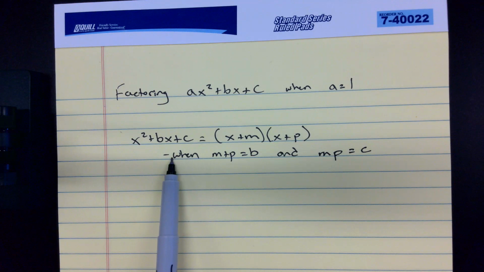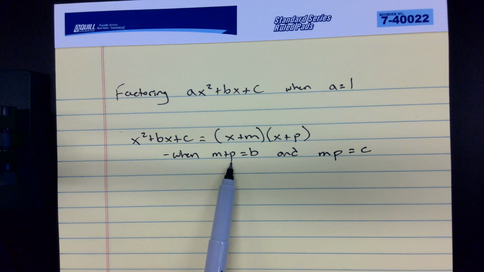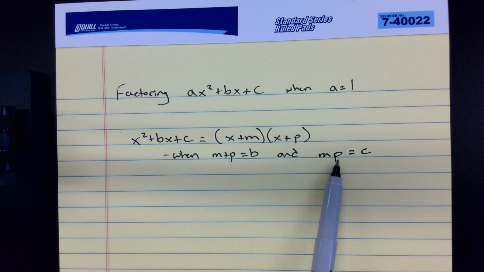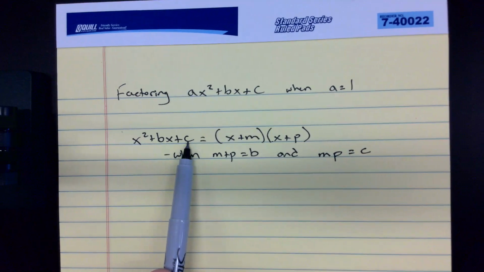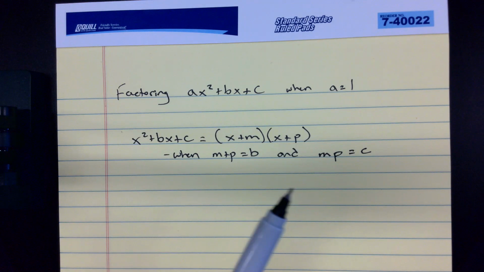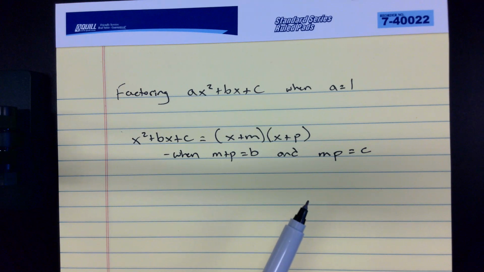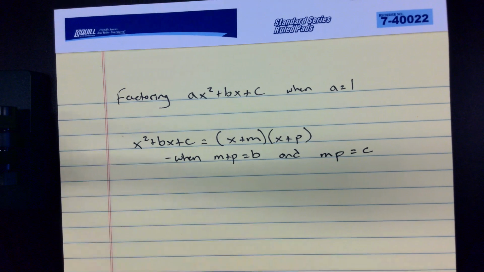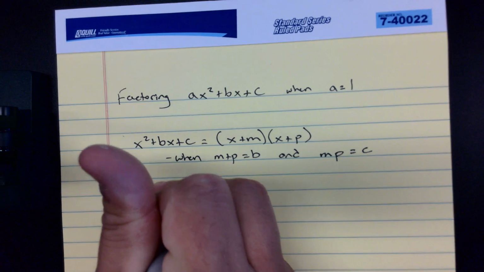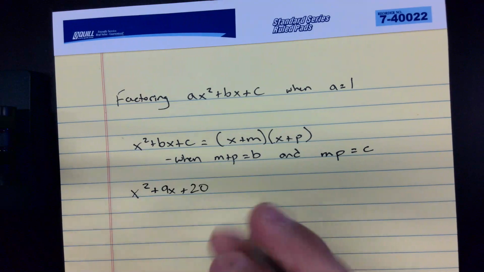The biggest thing we have to know is that M plus P equals B, which is right here, and M times P equals C, which is right here. So what we're going to be doing is finding two numbers that multiply together to be C, and the same two numbers add together to be B. So here we go. I'm going to write down a few examples. You write them down inside your journal. X squared plus 9X plus 20.